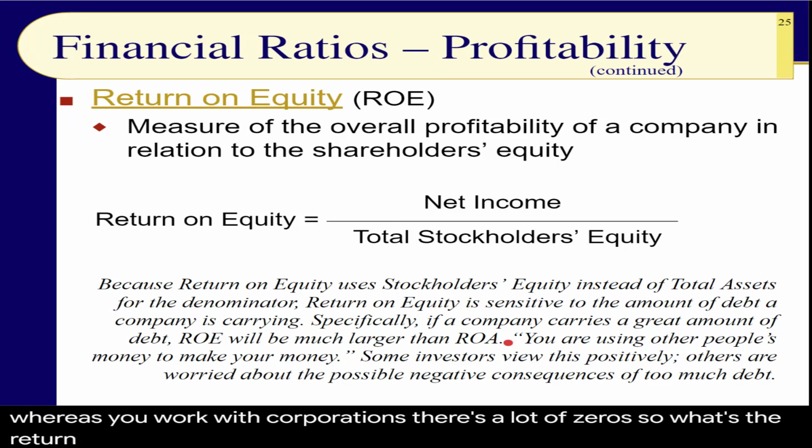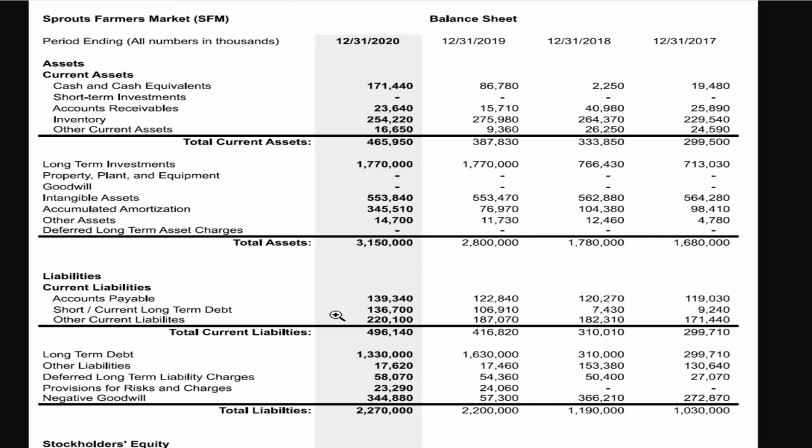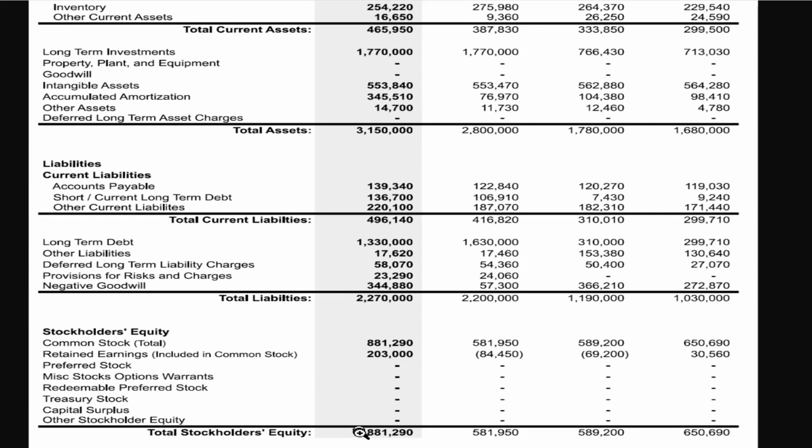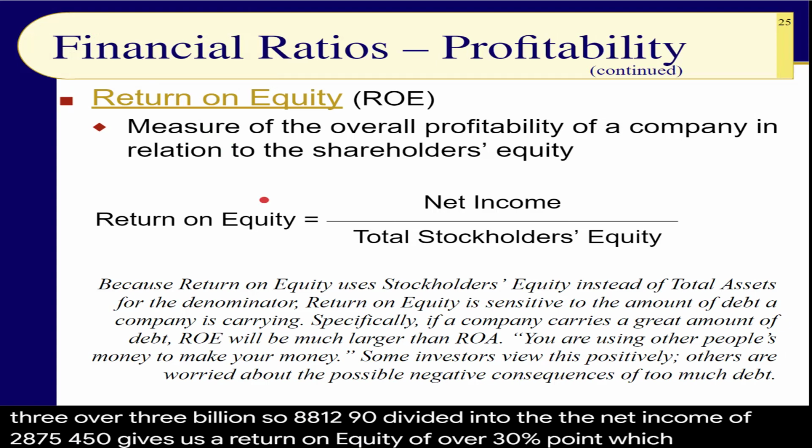So what's the return on equity for Sprouts? Well, we use that same bottom line number, and if you remember, that was 287,450. But then we go to the balance sheet and find that the total stockholders' equity is only 881,290. Remember, the total assets were over $3 billion. So 881,290 divided into the net income of 287,450 gives us a return on equity of over 30%, which is pretty darn good.